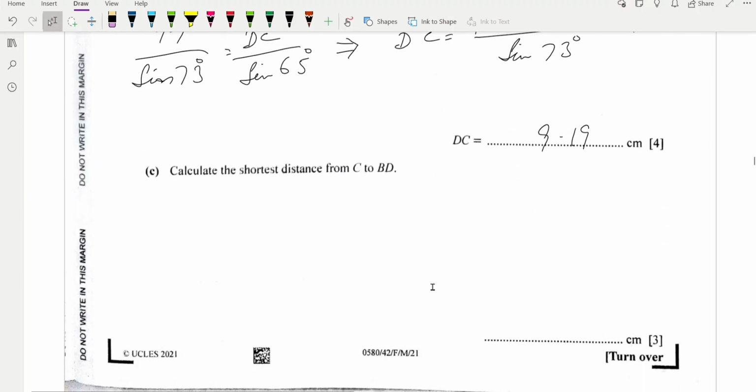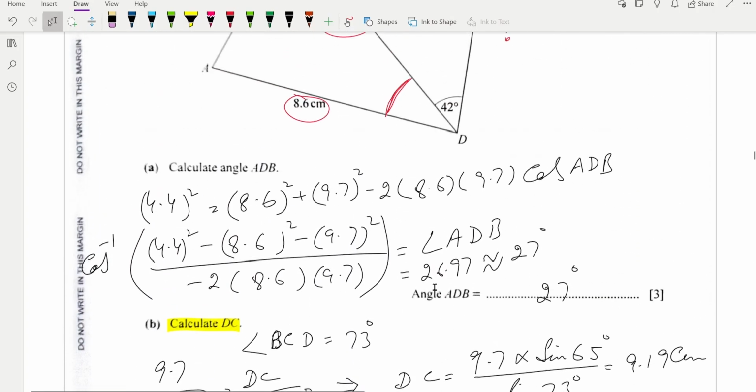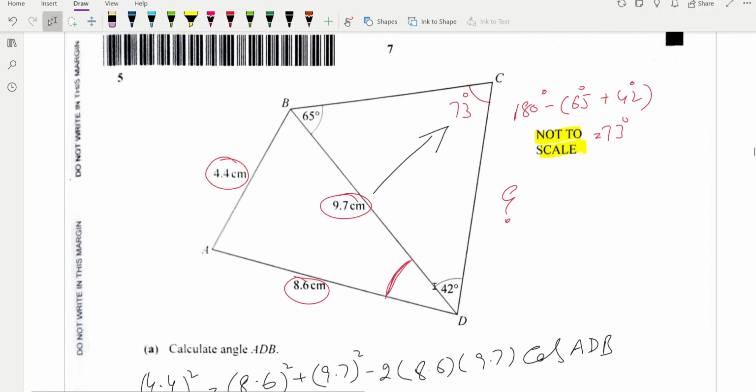Now calculate the shortest distance. Calculate the shortest distance from C to BD. From C to BD, we have to calculate the shortest distance. For that one, we can draw a straight line. Like for example, over here, we can draw a line like this one. This will be the shortest distance, meaning this will be a 90-degree angle. This side will be 90-degree and this side is also 90-degree.